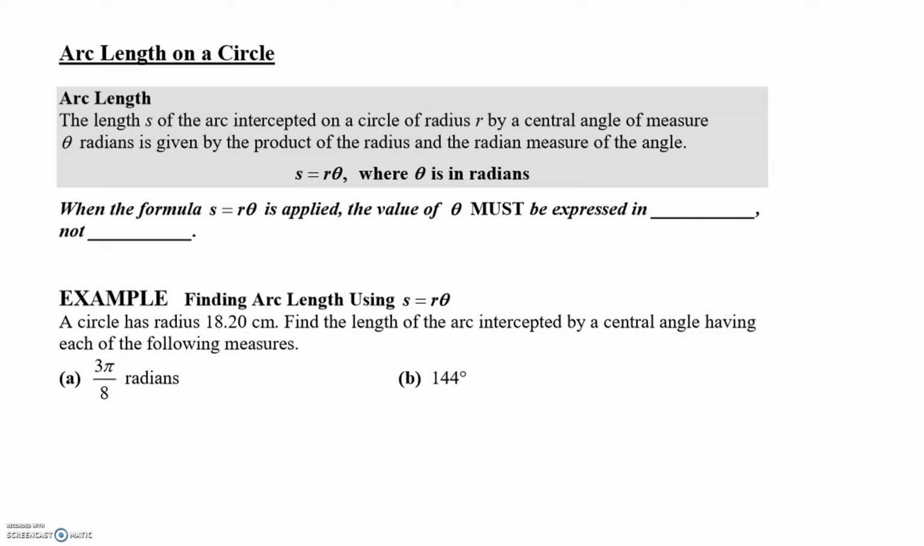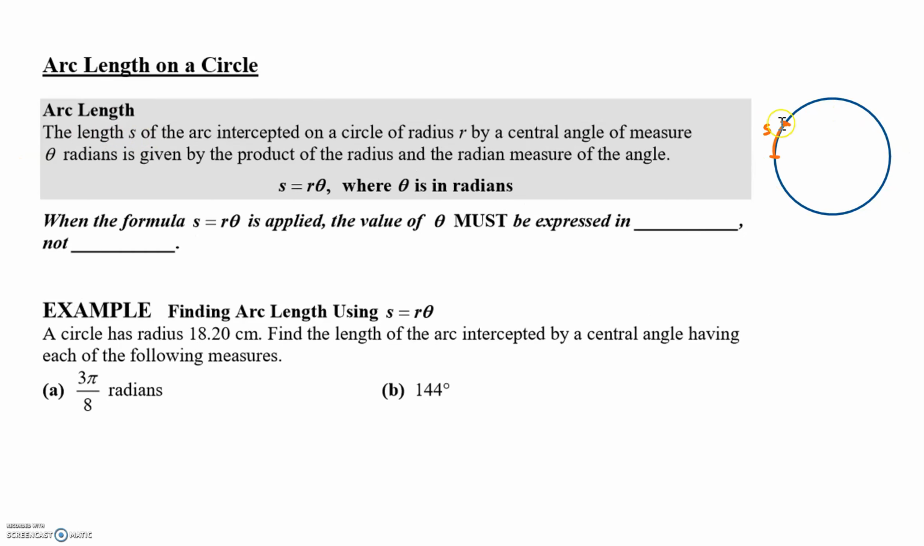In this video, we're going to introduce arc length of a circle. What is the arc length? Well, the arc length, usually denoted by S. So if you look here on the right side, there is a circle with a little arc length in orange labeled S.